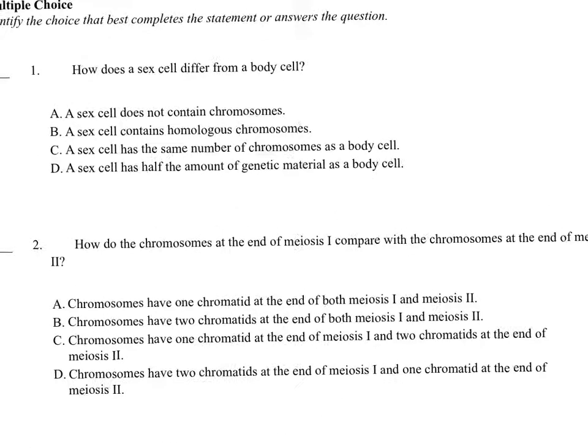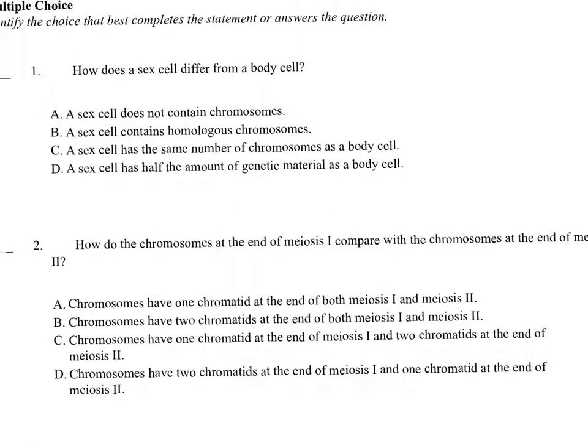Number one, how does a sex cell differ from a body cell? Go. D. The answer you say is D. The sex cell has half the amount of genetic material of the body cell. That's correct. What else could it be? What's the other thing that's different between a body cell and a sex cell?